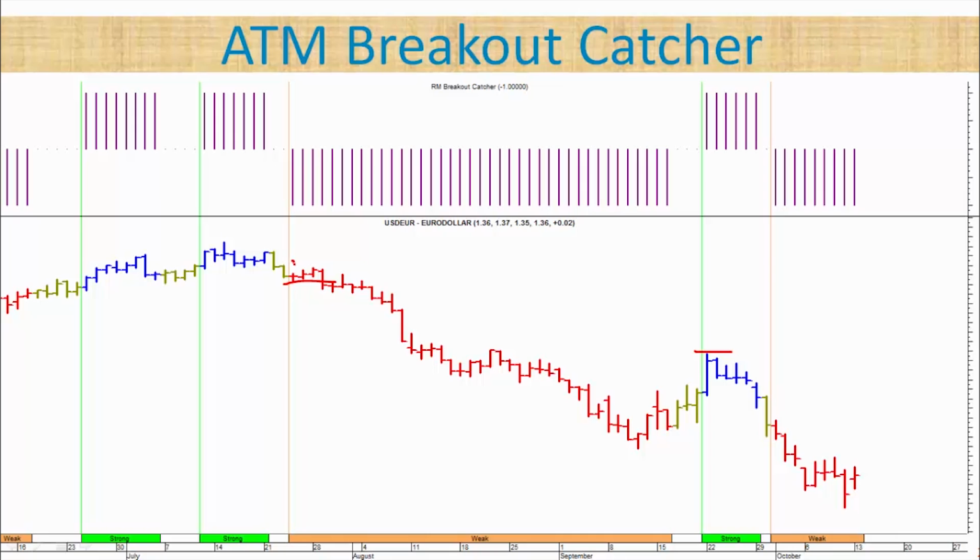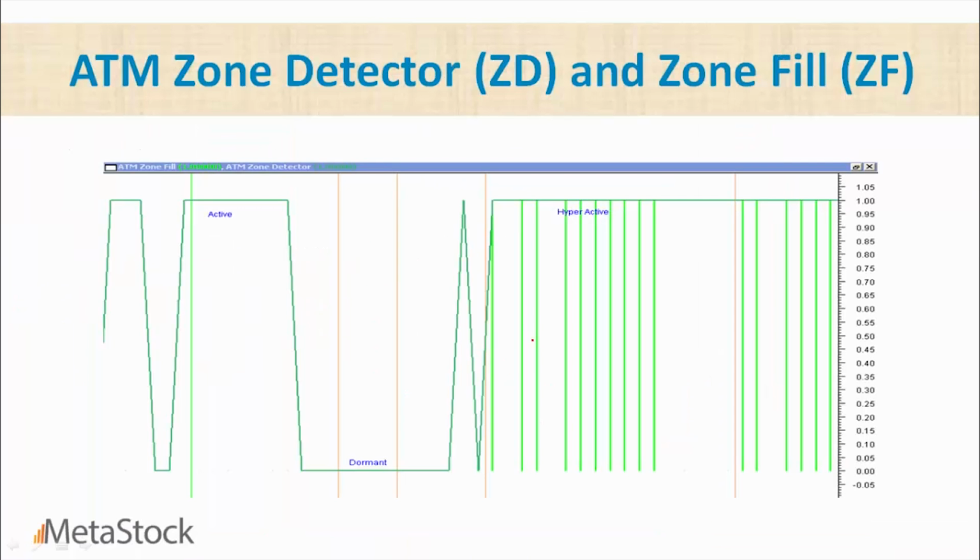Ideally, you want to trade the first red bar or buy when it crosses the high of the first blue bar. In this case, we never crossed the high of the blue bar and hence couldn't even buy. So the breakout catcher gives you clear-cut signals as to when a trend is breaking out up or down. But when you complement it with the ATM zone detector, it really adds a lot more weight to it.